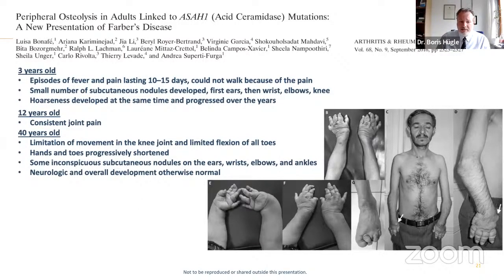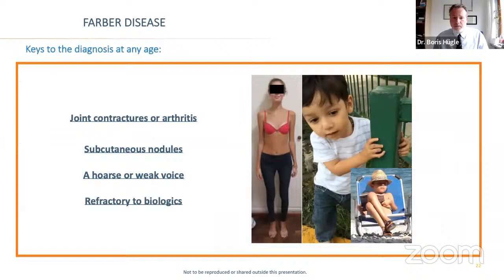fingers and toes actually shortened, as you can see very impressively on these images. So he developed osteolysis rather than the subcutaneous nodules. And it turned out that he is positive for ASAH1 mutation, but normal development, otherwise no neurologic problems. So this came as a surprise and just showed us that, yes, the spectrum of Farber's disease is very broad. Next slide, please.